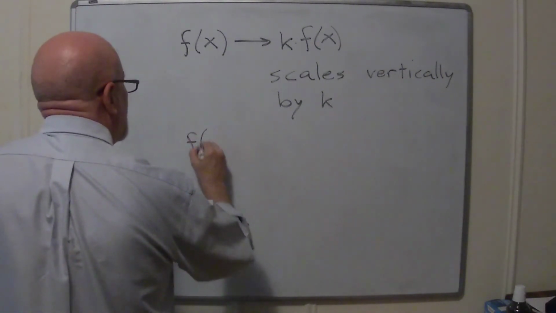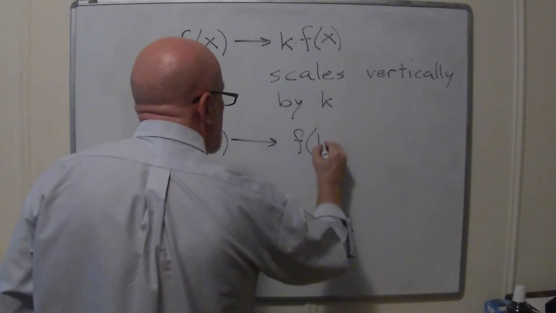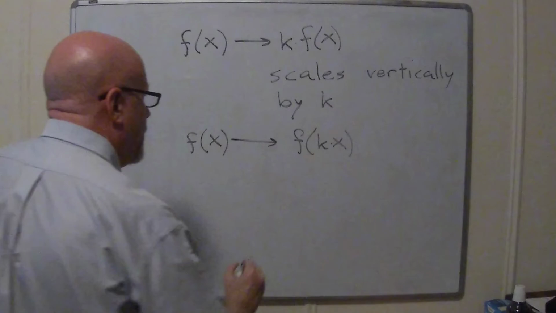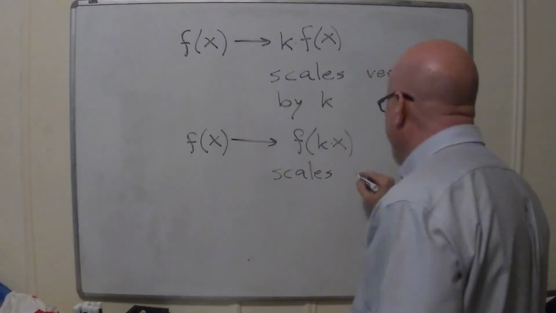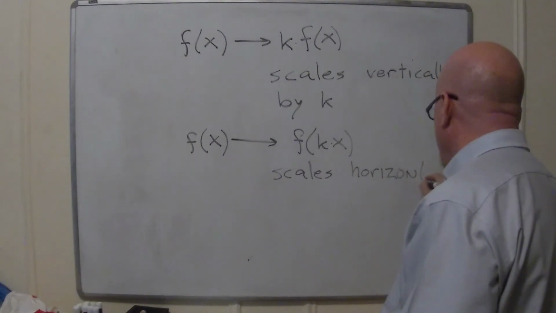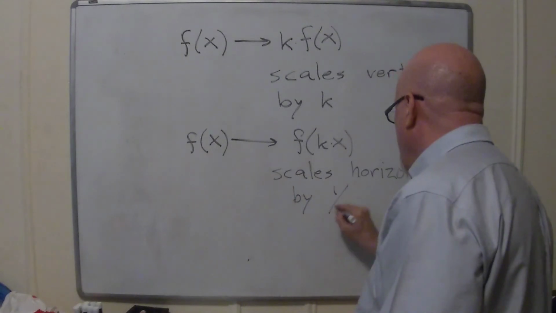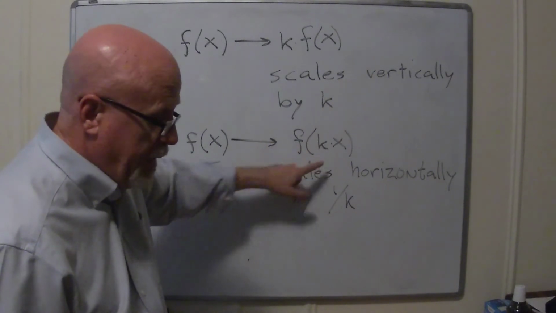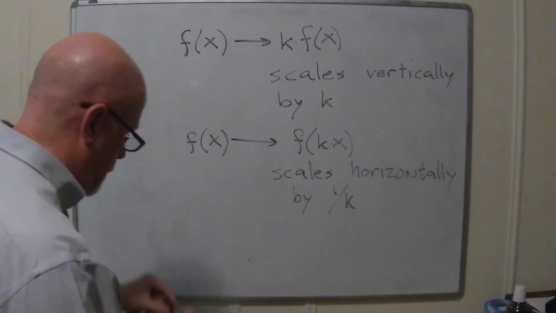If you start with the same function, but you make the change on the inside, you now will scale things horizontally. But the factor is actually 1 over k. So if you, for instance, multiply by 2 on the inside, it's like it got squished horizontally and it gets half as wide as it used to be.